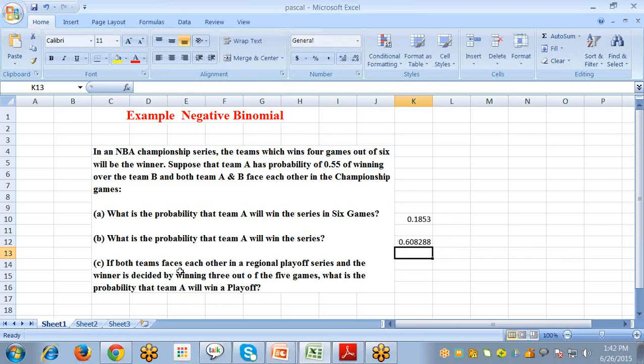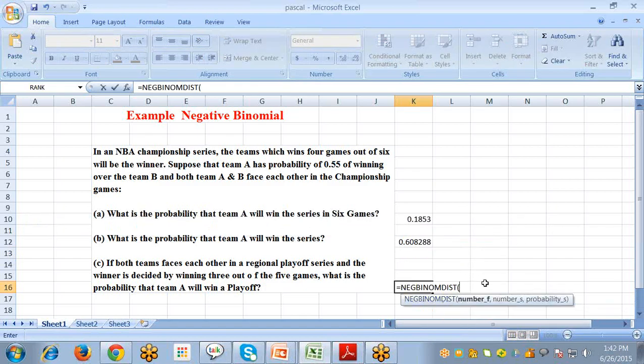Then the last question: if both teams face each other in a regional playoff series and the winner is decided by winning 3 out of the 5 games, what is the probability? Just like before, the probability of winning the playoff for team A is that it loses between 0 and 2 matches. So the sum of the probabilities for 0 to 2 will be the answer for this question.